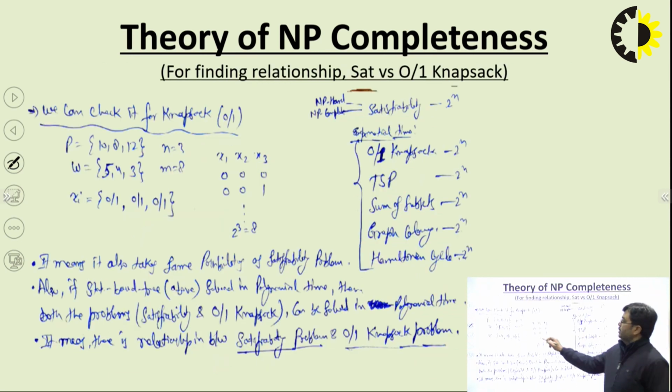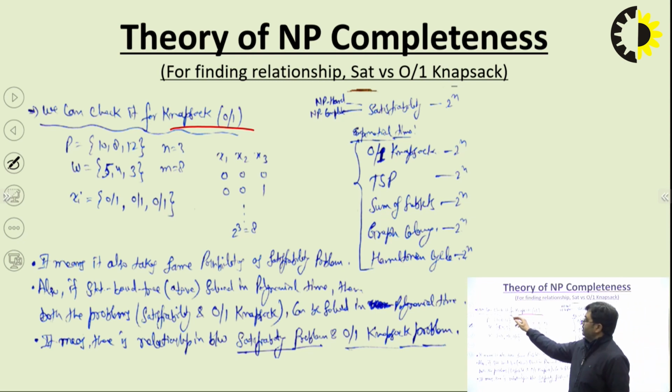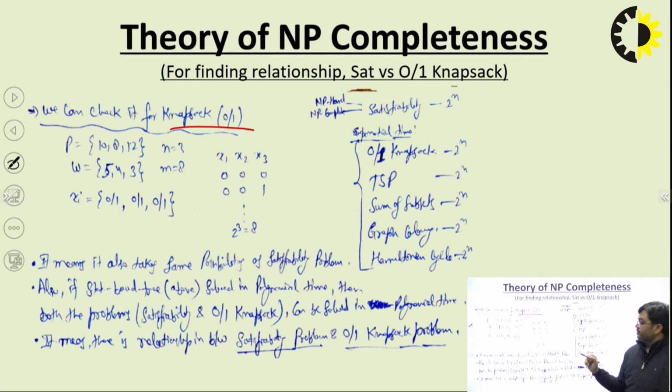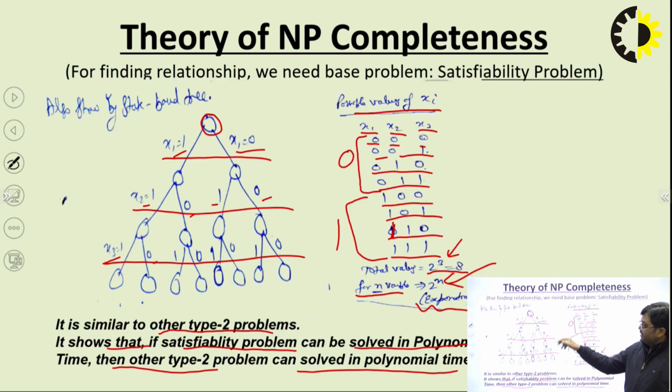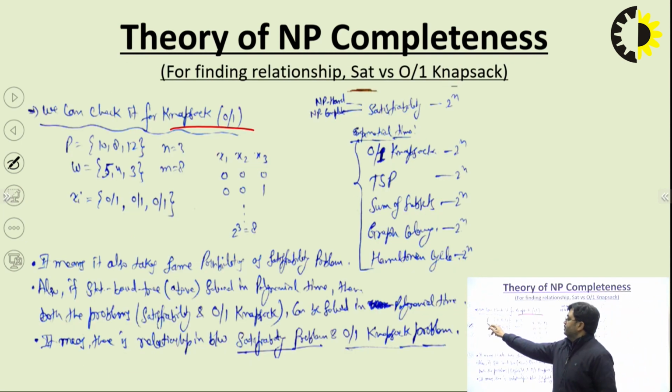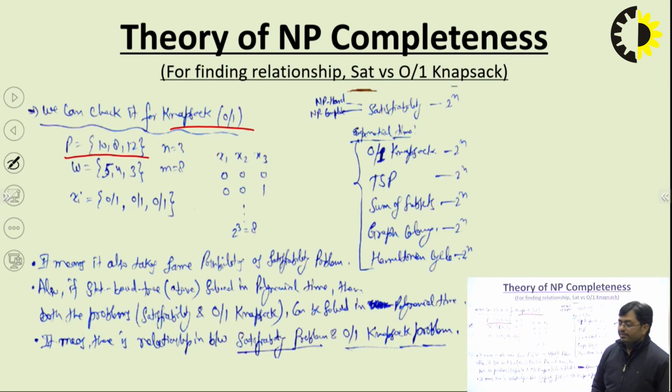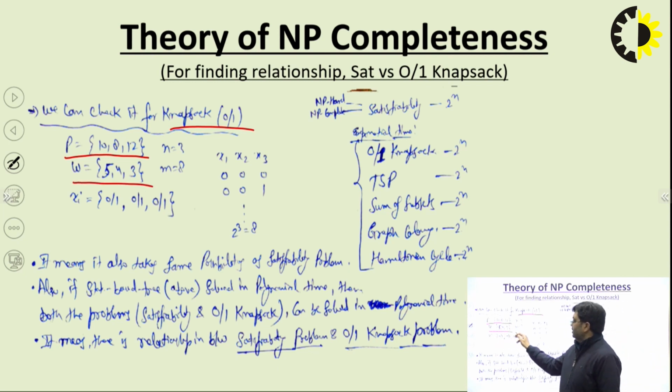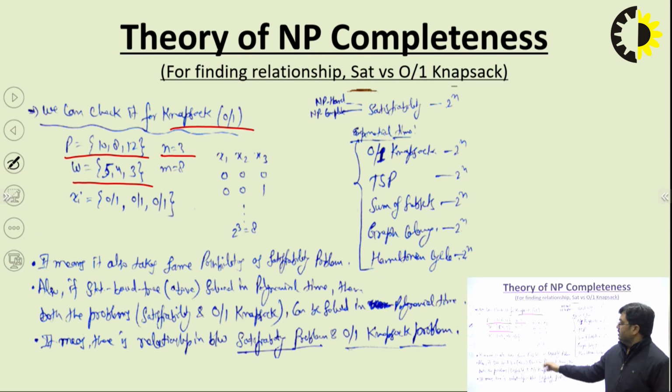Then we can take knapsack 0-1. We can check the similar thing for the knapsack 0-1 problem. We have some profit values 10, 8, 12, and we have some weights 5, 4, 3. n is equal to 3, 3 values are given, m is equal to 8, the capacity of knapsack is 8.